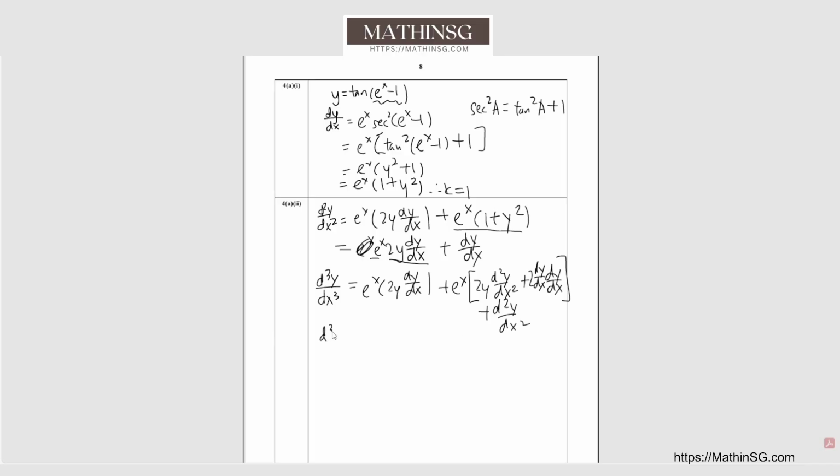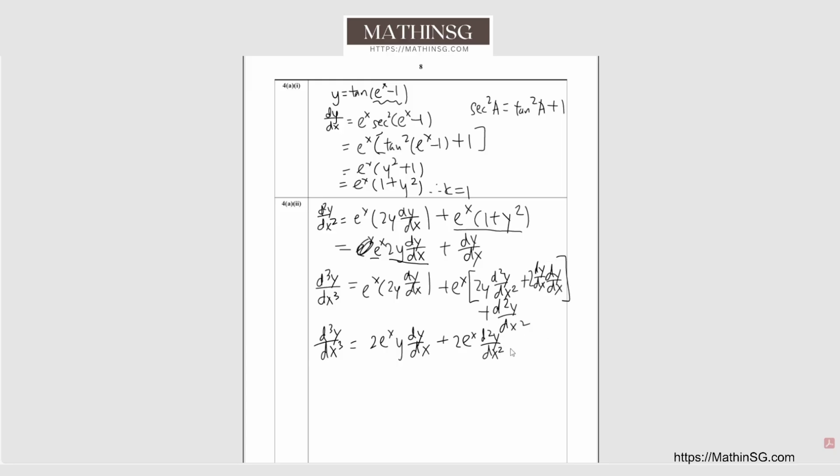Let me simplify the expression for d cubed y/dx cubed, which will give me 2e to the power of x y dy/dx plus 2e to the power of x d squared y/dx squared.